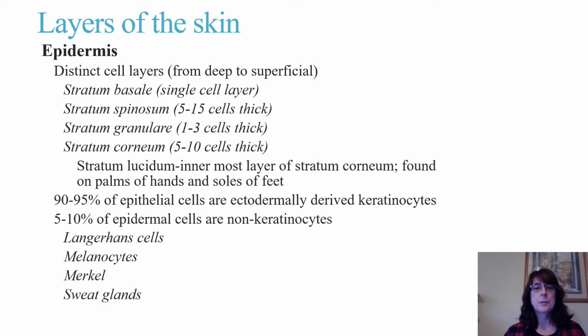90 to 95% of the epithelial cells are ectodermally derived keratinocytes. 5 to 10% of epidermal cells are non-keratinocytes, and those include your Langerhans cells, melanocytes, the Merkel cells, and your sweat glands.